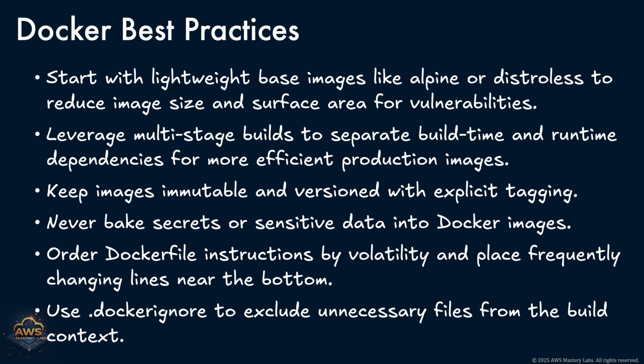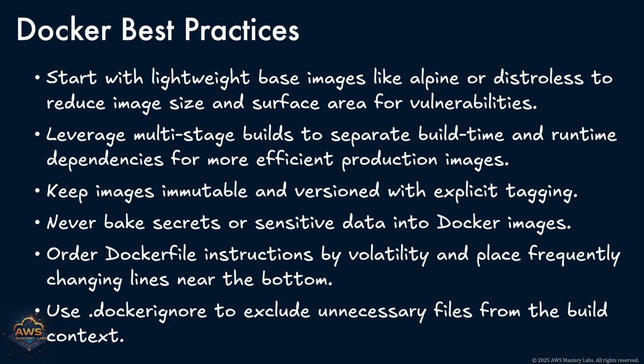Next, adopt multi-stage builds in your Dockerfile. This approach lets you separate your build environment from your runtime environment. You can compile your code or run tests in the first stage and copy only the necessary artifacts into a clean, minimal final image. The result is a smaller, more secure image that contains only what's needed to run your application.